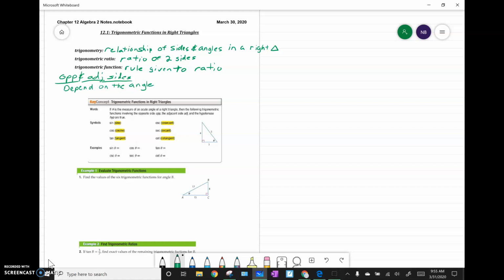All right, so let's first define what all these functions are. Sine is going to give us opposite over hypotenuse. Cosine is going to give us adjacent over hypotenuse, and tangent is going to give us opposite over adjacent.